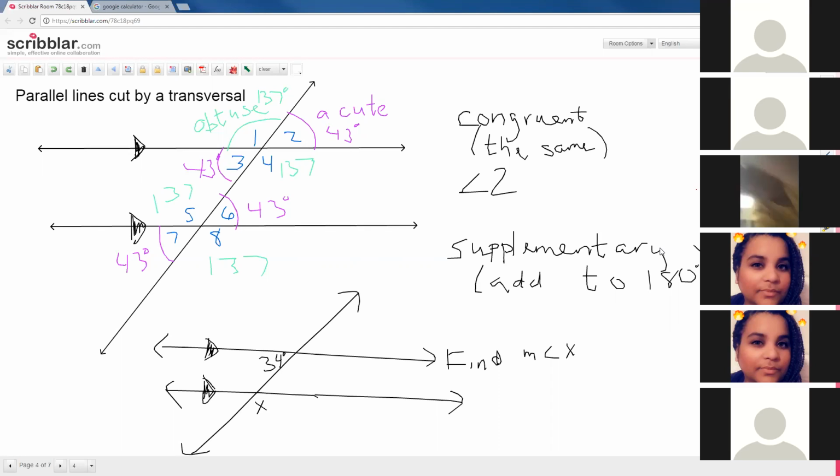It's harder to tell when they're in just random spots. So we always look at the size. So 34 is acute. It's a small size. Is X acute or obtuse? Is it big or small?